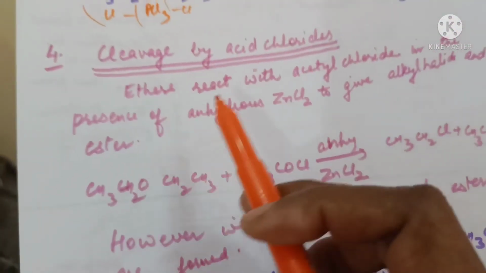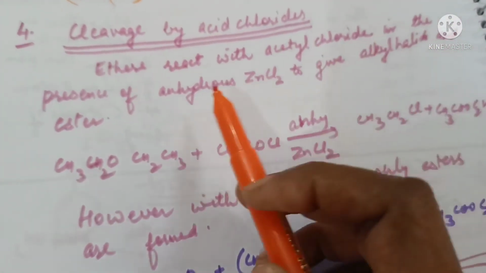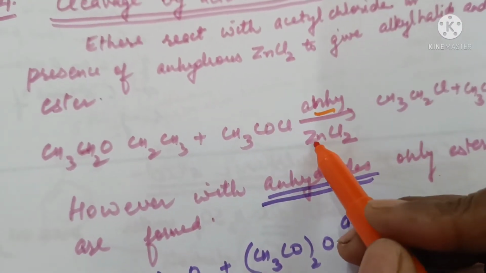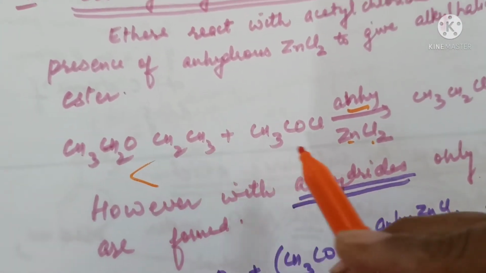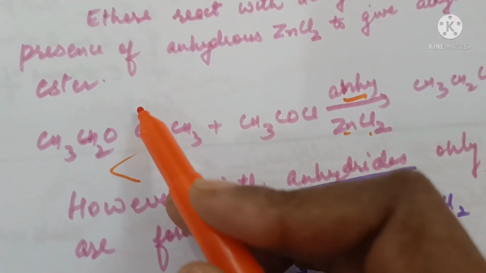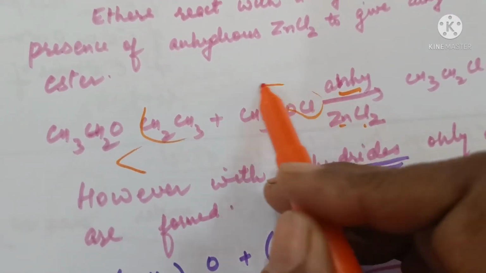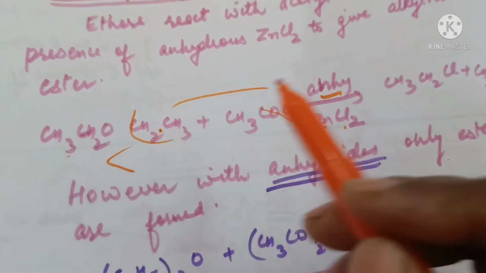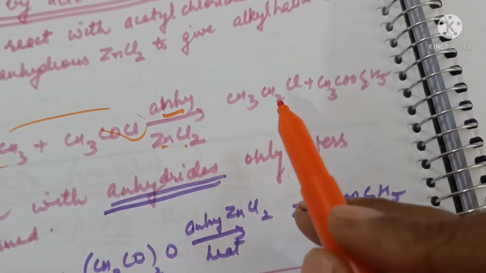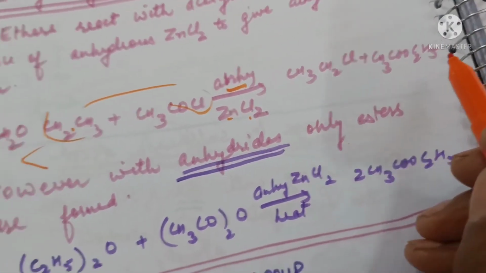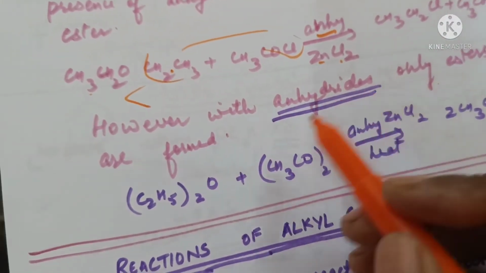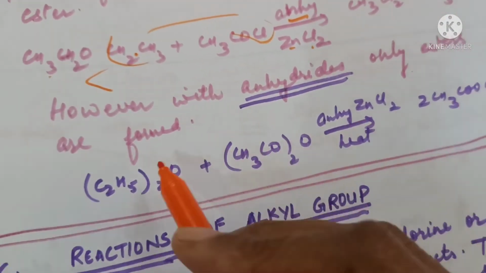Cleavage by acid chlorides. Ethers react with acid chlorides in presence of anhydrous zinc chloride to give alkyl halide and ester. So CH3CH2Cl and CH3COC2H5 are formed. With anhydrides, only esters are formed.